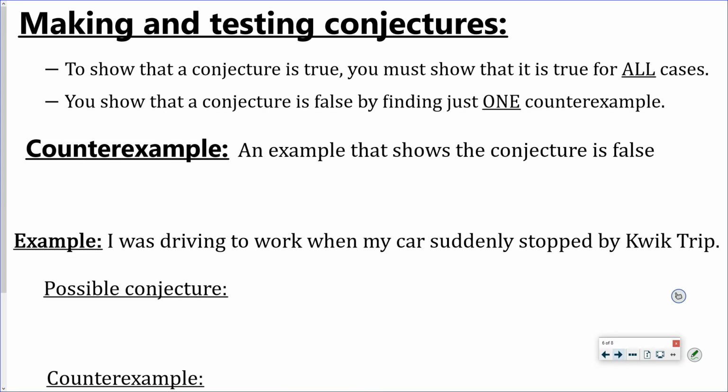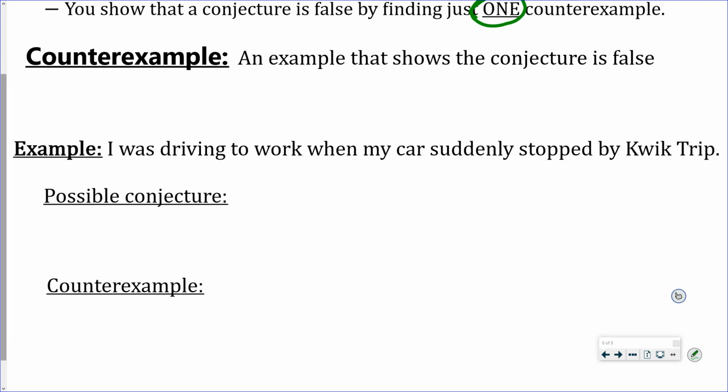Now, here's our other new vocab term for this lesson. To show that a conjecture is true, you have to show that it's always going to be true. Okay? To show that a conjecture is false, all you need to do is give me one counterexample. It's basically one instance where that conjecture doesn't hold true. Okay? So counterexample, an example that shows the conjecture is false.